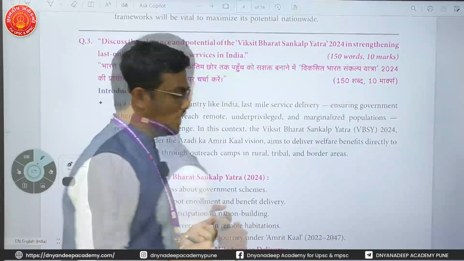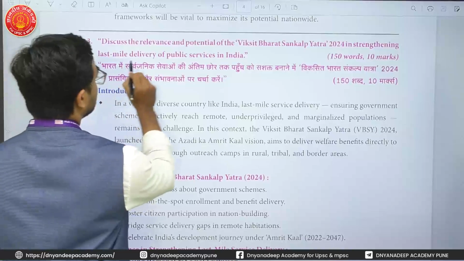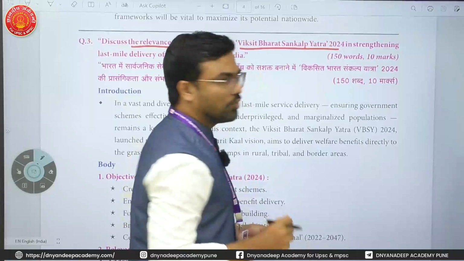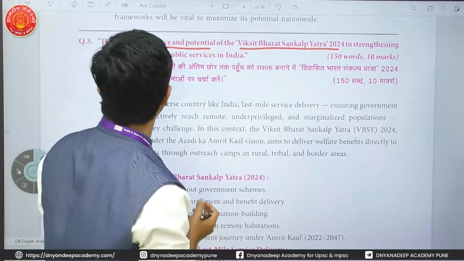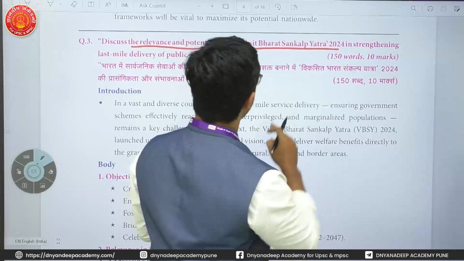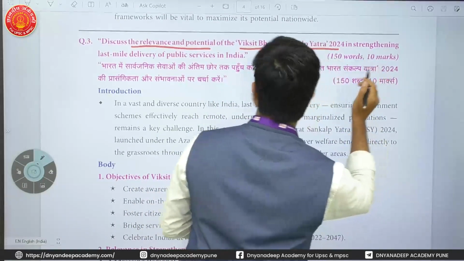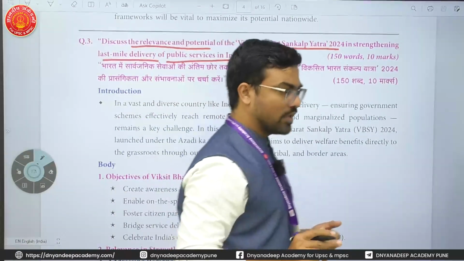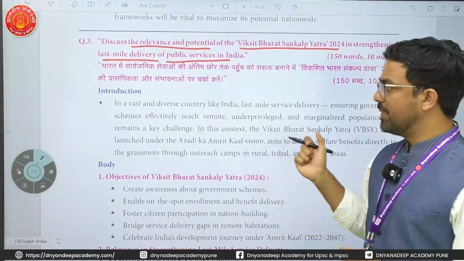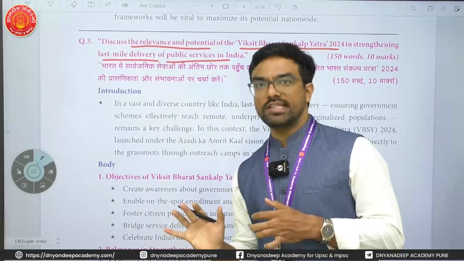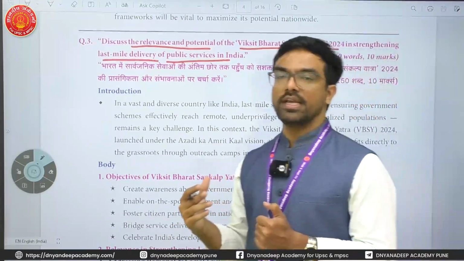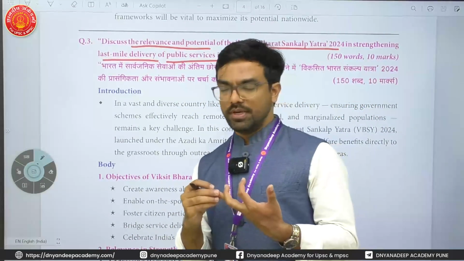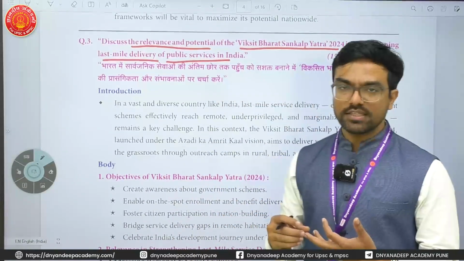Now question number 3 says: discuss the relevance and potential of Viksit Bharat Sankalp Yatra 2024 in strengthening last mile delivery of public services in India. As this paper is about governance, what is the main idea of governance? The idea of governance is to ensure that public service delivery is efficient and reaches the last mile.